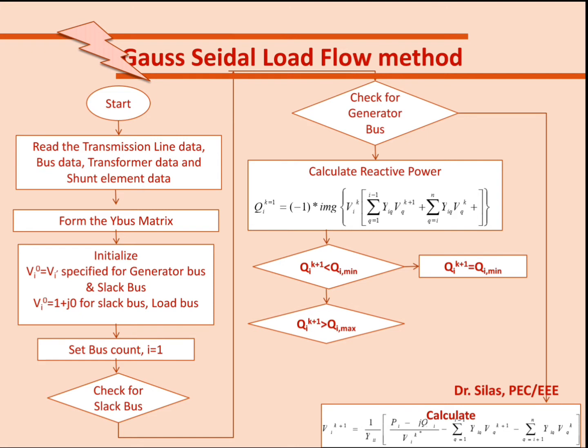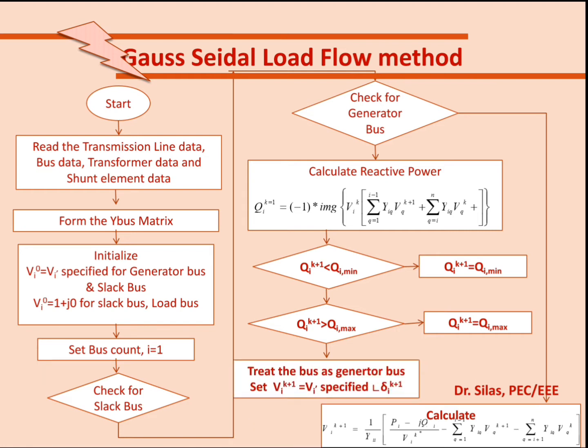Similarly, if it is not so, you check whether the reactive power is greater than the reactive power maximum, Q max. If it is greater, you set the reactive power to the maximum reactive power, then you treat the bus as a load bus and calculate the voltage by using the voltage equation. Similarly, if the reactive power is within the limit, then you can treat the bus as a generator bus. In this case, you set Vi(k+1) equal to the specified Vi and the angle delta i(k+1).